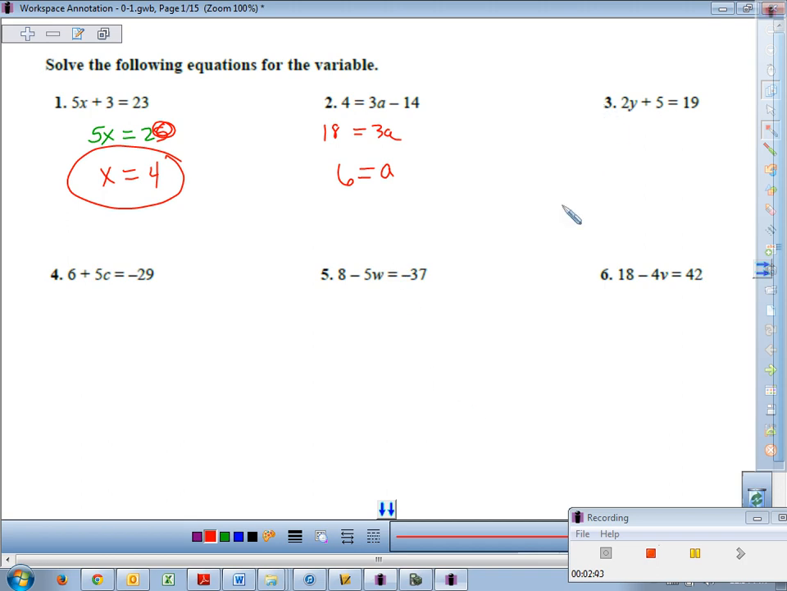Cool? Number 3, first move is to do what? Subtract 5 from both sides. So we'll have a 2y come down, equal sign comes down, and 19 minus 5 is 14.